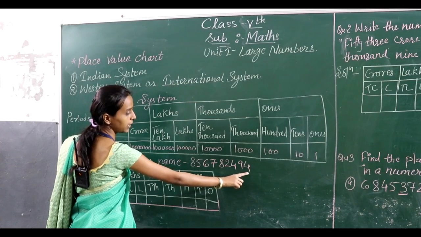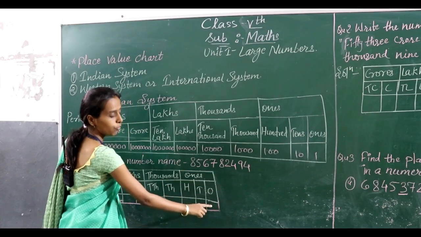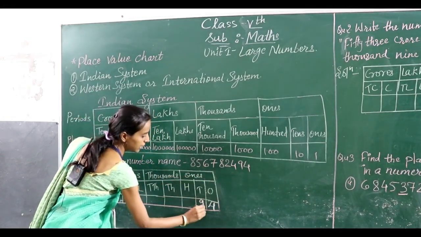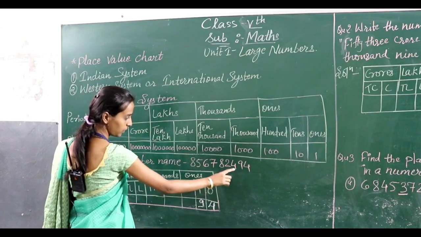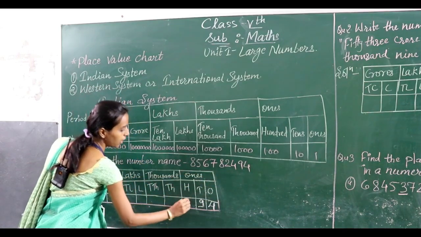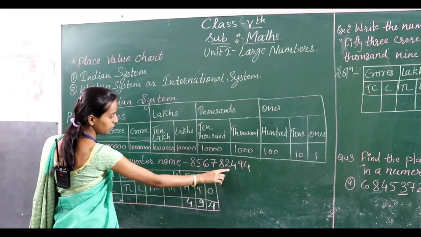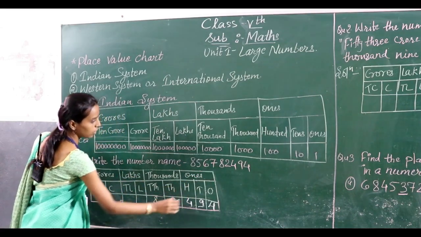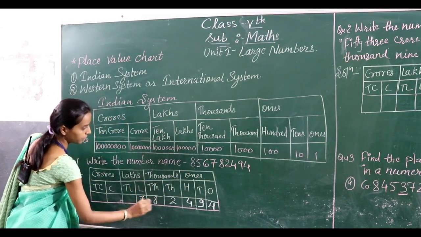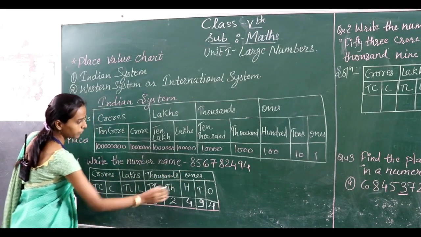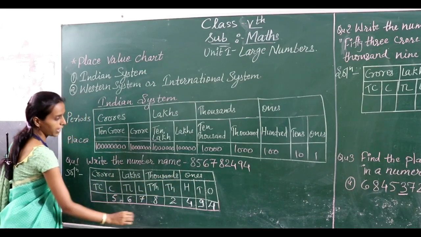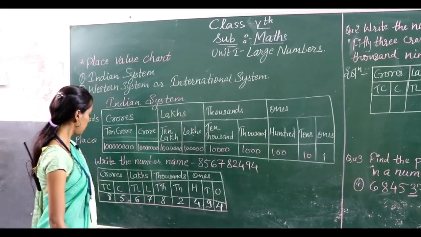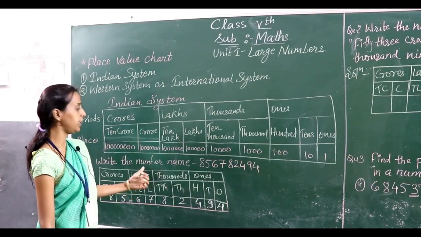The first digit you get is 4, so we put it in the ones column. Second is 9, put it in the tens column. Then comes 4, put it in the hundreds column. In this way we continue: 2 in the thousands column, 8 in the ten thousands column, 7 in the lakhs column, 6 in the ten lakhs column, 5 in the crores column, and lastly 8 in the ten crores column. Now we have put the value in this Indian system chart.